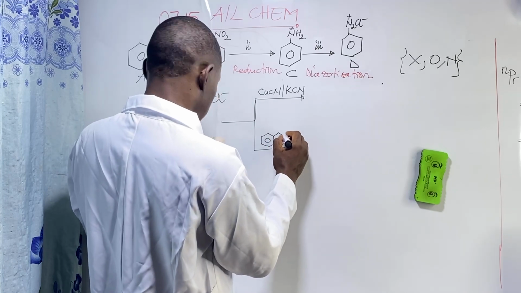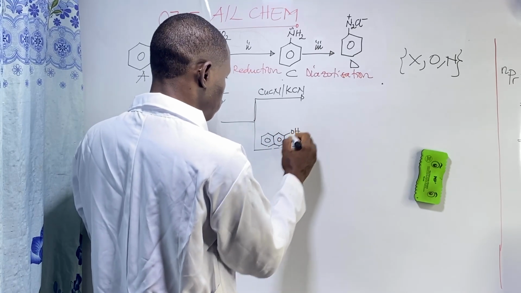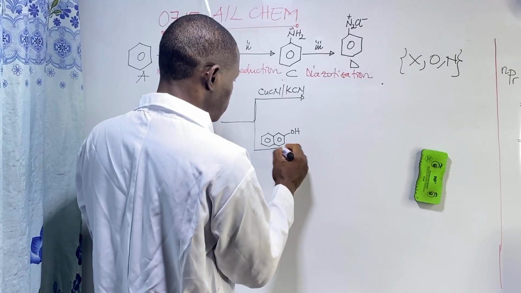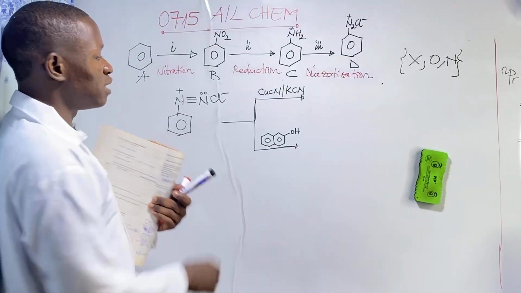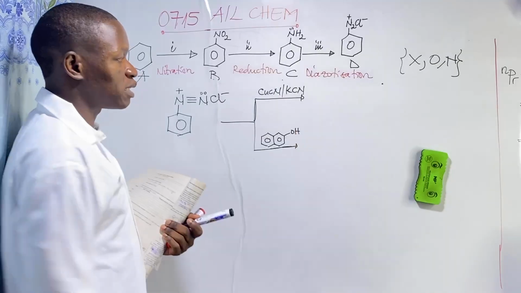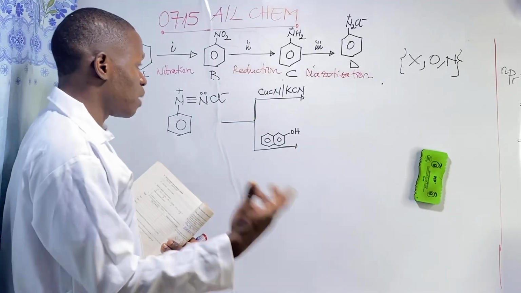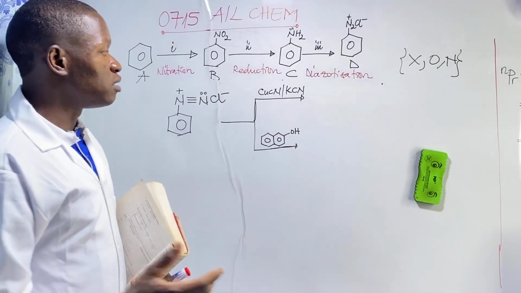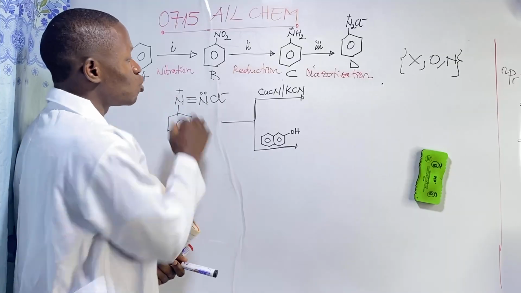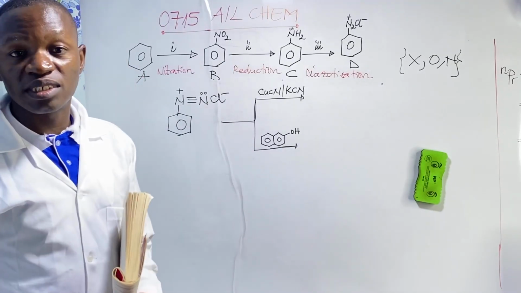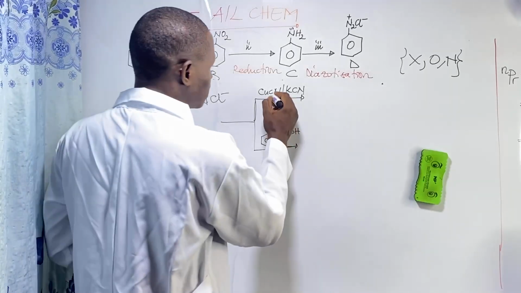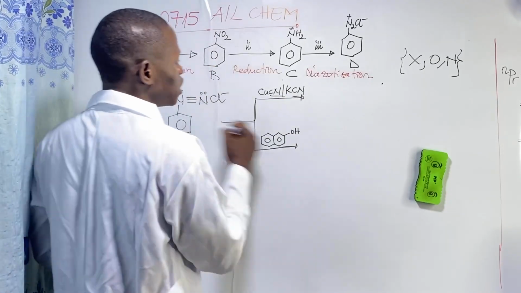This is the structure of naphthol given to us. We are asked to write the product of the reaction when benzene diazonium chloride reacts with copper cyanide and potassium cyanide. The product there is simply so the diazonium group will be replaced by cyanide, and the compound formed is called cyanobenzene. So the cyanide is going to replace the diazonium group.